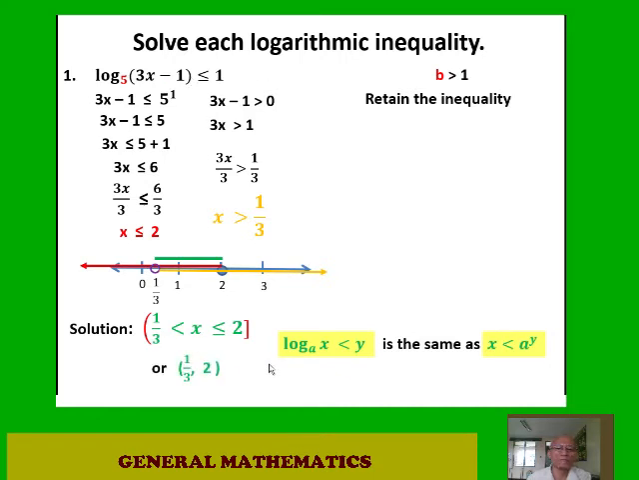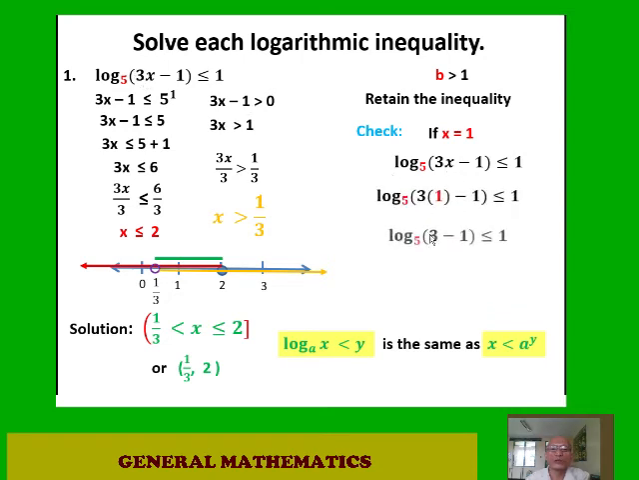So let us check. If x is 1, 1 is included in the solution set. If we substitute 1 into the original inequality, replacing x with 1, then simplify: 3 times 1 minus 1 is 2. Then change this into exponential form. Take note the base is 5. So 2 is less than or equal to 5 to the power of 1. Simplify: 2 less than or equal to 5, which is true.